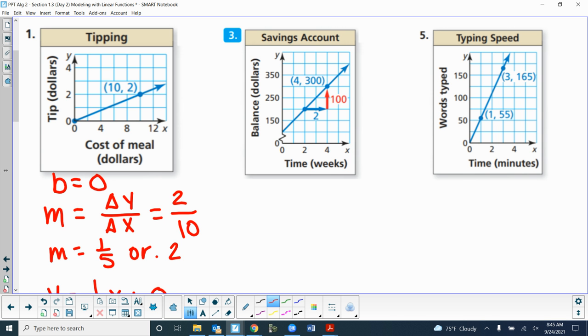All right. So, what's the change in y here? And change in x? And 100 over 2, which is what?